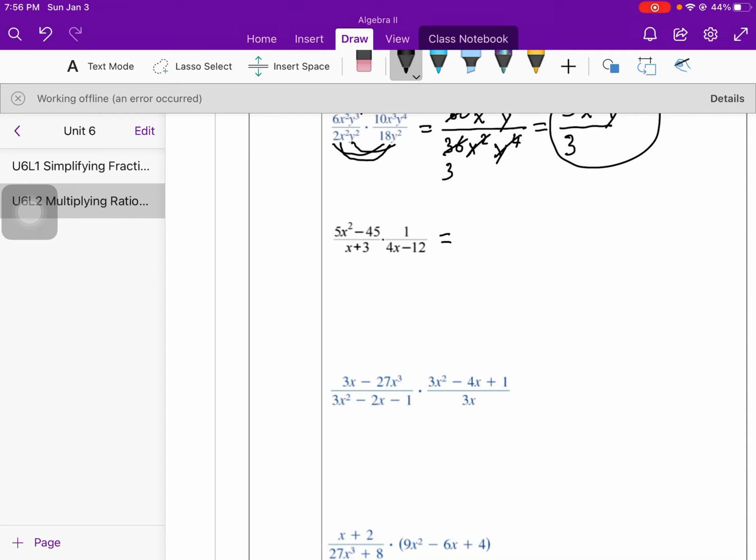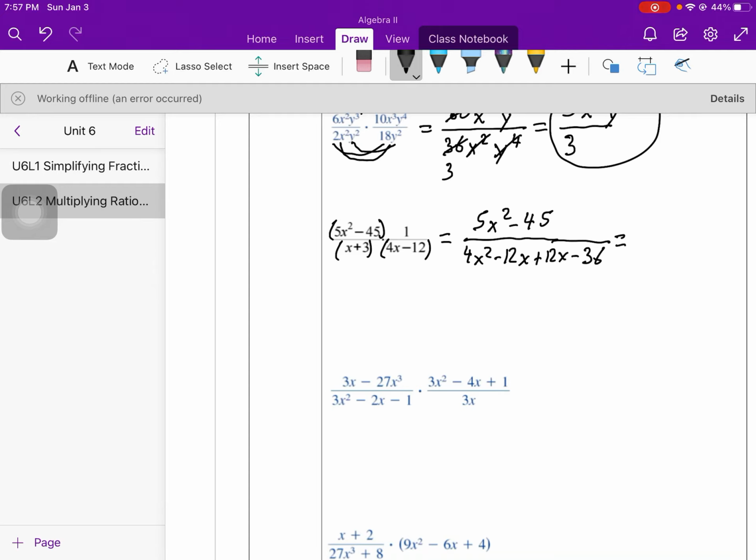This one, go ahead and multiply the top. You have to be careful. Think of this like it's in parentheses because you're multiplying everything on the top together with the other side. Since we're multiplying by 1, it doesn't change it. We get 5x squared minus 45. But the bottom, we do have to think of this like it's parentheses, and we have to distribute it. So x times 4x is going to give us 4x squared. X times negative 12 is minus 12x. 3 times 4x is plus 12x. And then 3 times negative 12 is minus 36.